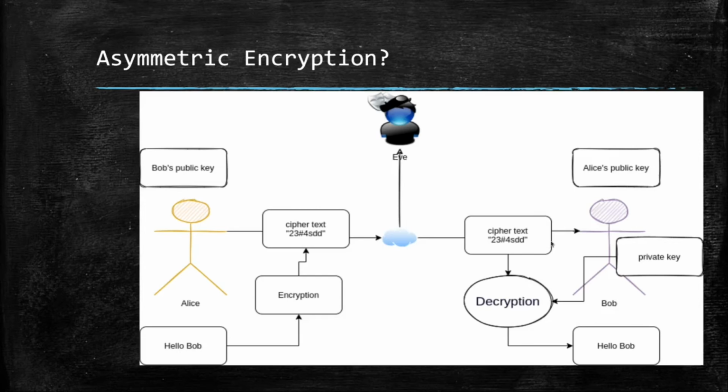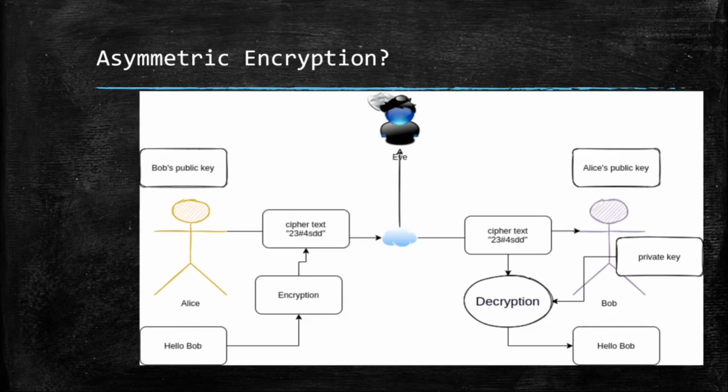Bob will receive this ciphertext and decrypt it using his private key. The key difference here is that it's not encrypting and decrypting using the same key. It's decrypted using the person's private key. So once Bob receives this message, he will decrypt it using his private key, and then he can see the message, "Hello Bob."